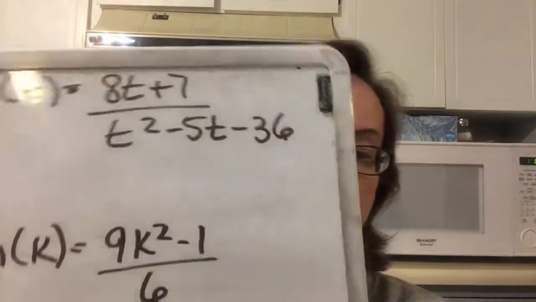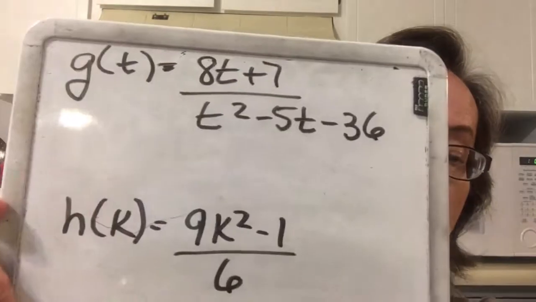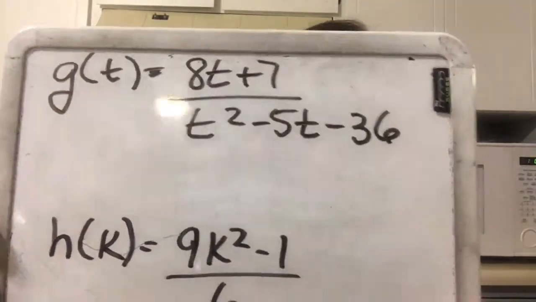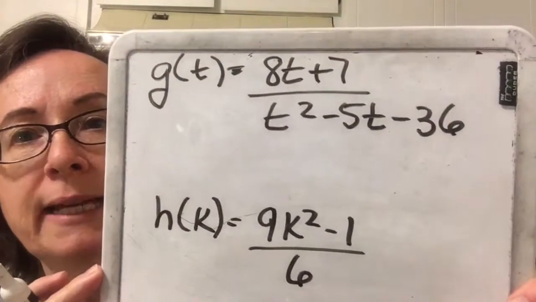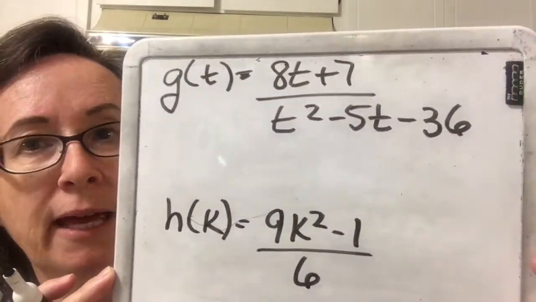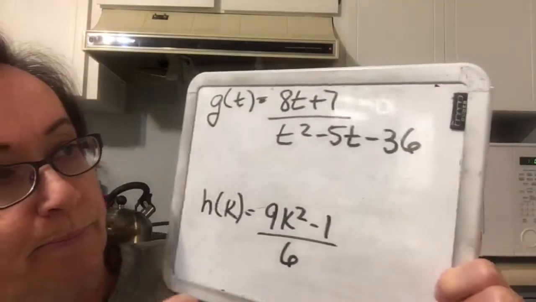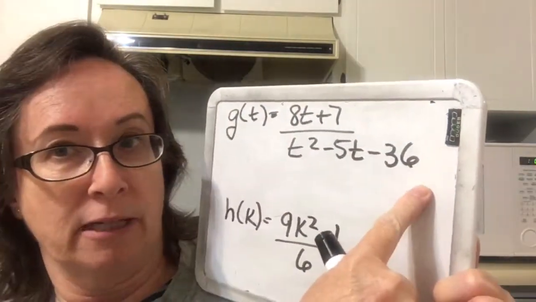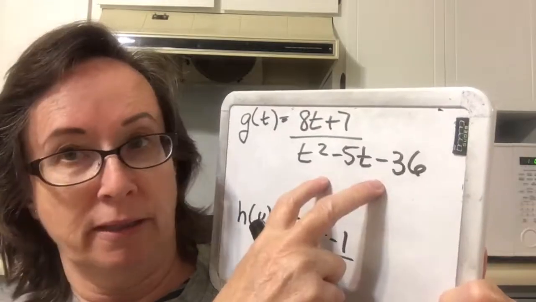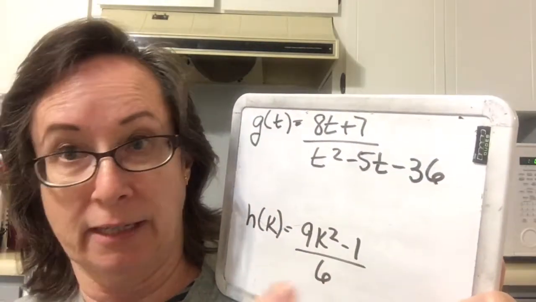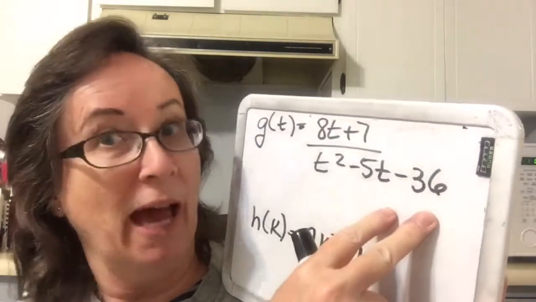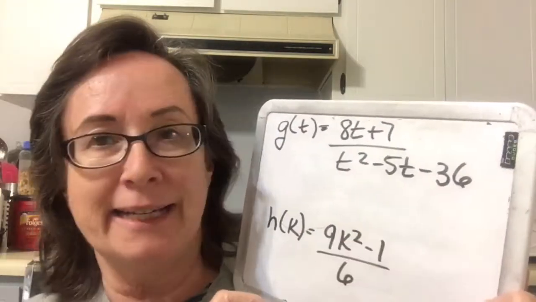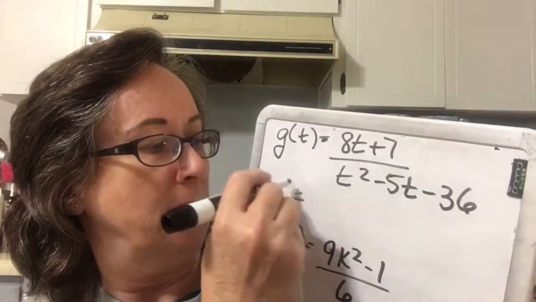So now we move on to the next board, which is a function g of t, and we are to write its domain. The first thing I'm going to have to do is factor this denominator, because remember, the domain has to deal with the denominator. The denominator cannot go to 0. When I have a quadratic denominator, I need to factor it. So we're going to factor the denominator.